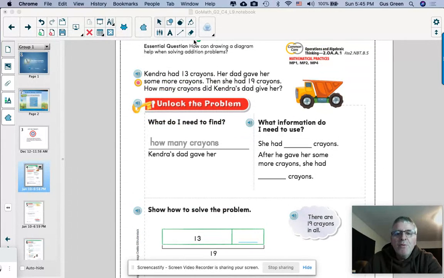All right, so the problem I'm going to walk you through right here is: Kendra had 13 crayons. Her dad gave her some more crayons. Then she had 19 crayons. How many crayons did Kendra's dad give her?